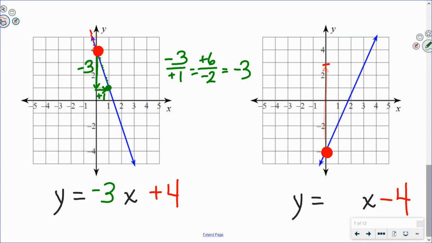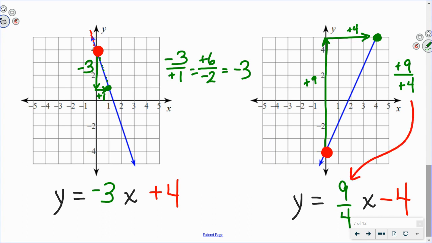I'm going to keep going, as a matter of fact, there's only one other nice point. In this particular problem, we're going to increase 9 for every run of 4, and that neither divides nor reduces, so I'm just going to write 9 to 4x.